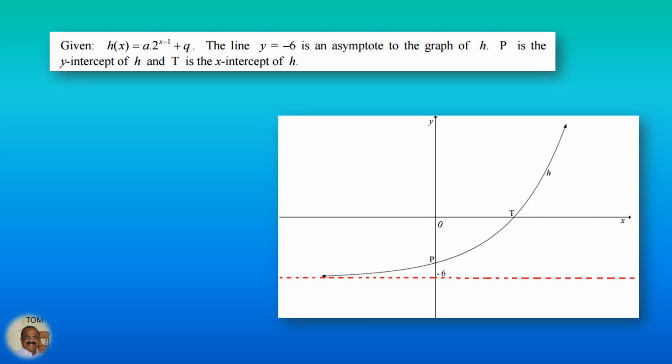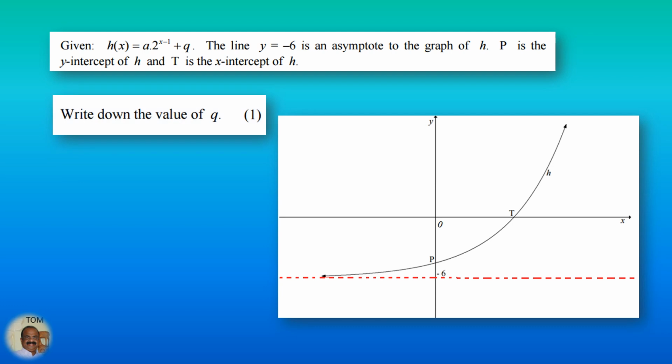Okay, another exponential graph, exponential equation. h of x equal to a times 2 to the power x minus 1 plus q. Write down the value of q. We know that q is representing the vertical shift. Now in this case the asymptote is y equal to -6. So the value of q is -6.